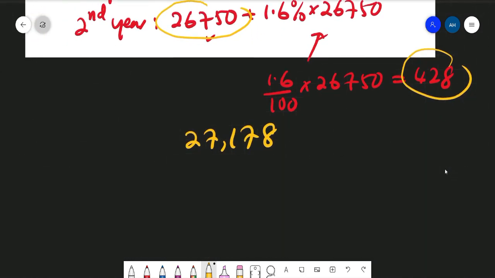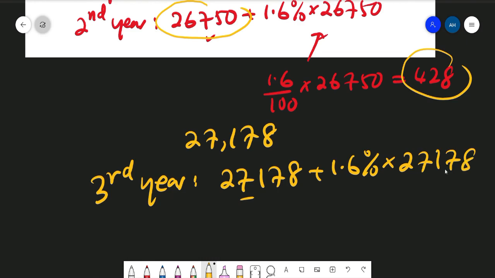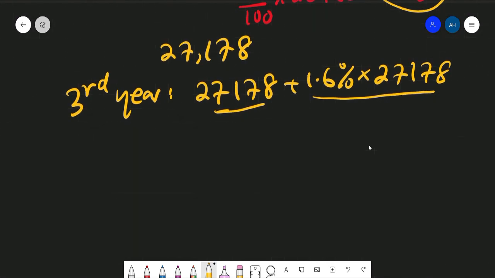Now, how about the earning at the end of the third year? The third year will be 27,178 plus 1.6% of this amount, that is 27,178. We have to calculate this amount first and then add it to this number. Then we will get the earning at the end of the third year. I leave it to you as an exercise to find the earning at the end of the third year.